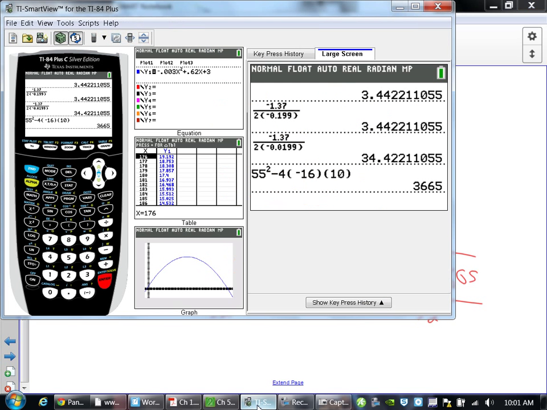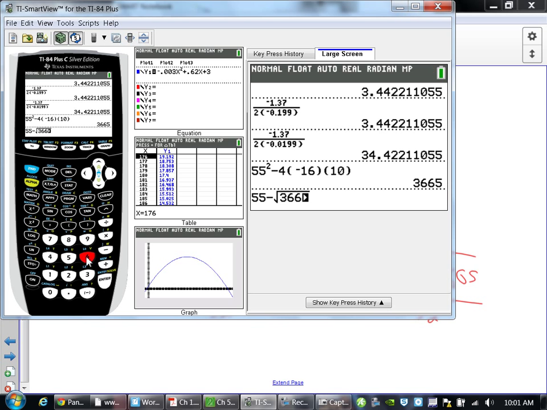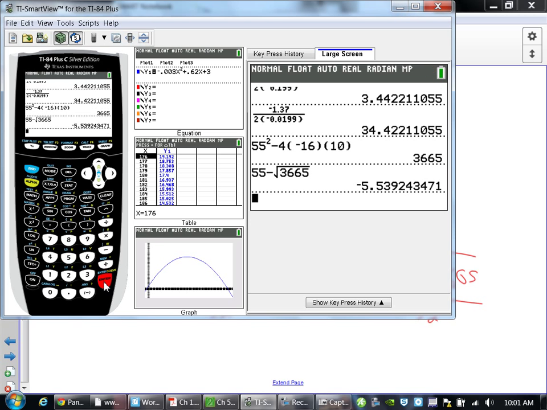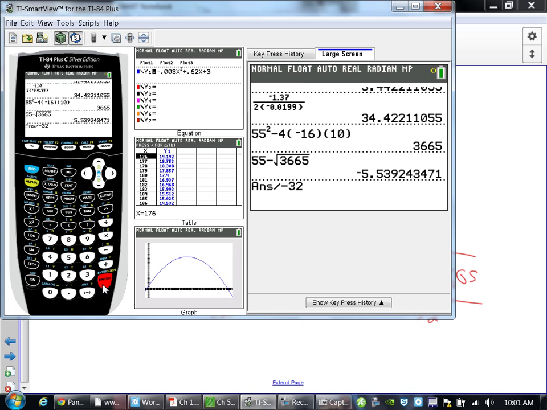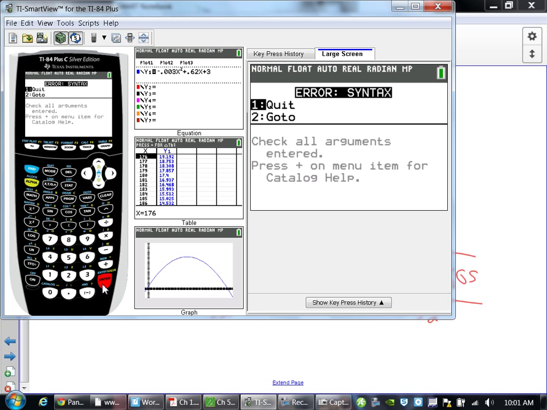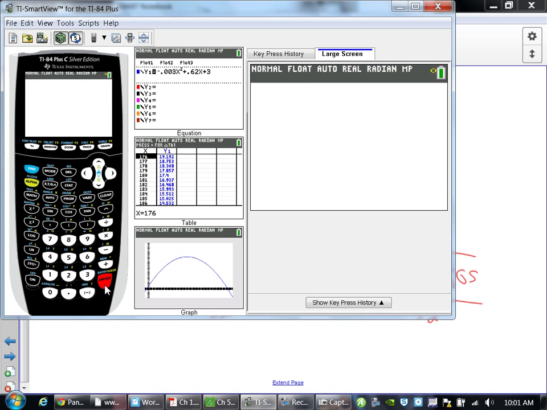I didn't pay attention. So if I do 55 minus the square root of 3665, I'm getting a negative number. Does everybody see that? If I divide that by negative 32, I get a positive number. Uh-oh, what did I screw up? Oh, I hit minus. Yeah, I did. Okay, we did it back.